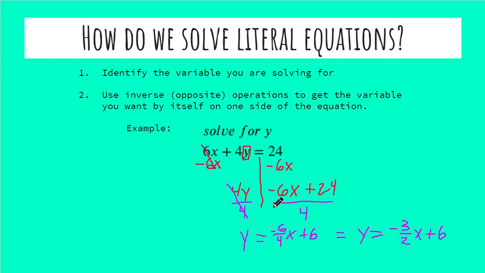So when I solve literal equations, I want to use the opposite or inverse operation to get the variable by itself. Notice in my answer, I'm still going to have a variable, right? Because we don't know what x is. We were solving for y, and we moved that x to the other side and got rid of the coefficient of y to get y by itself.